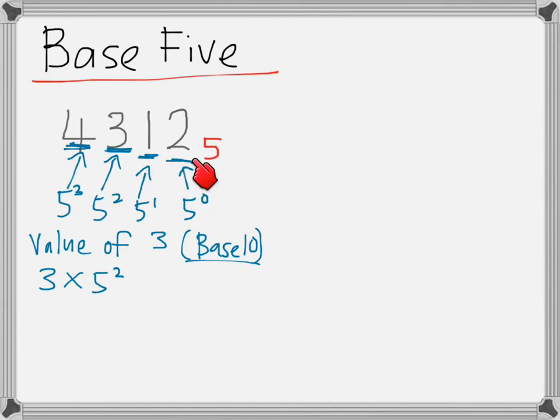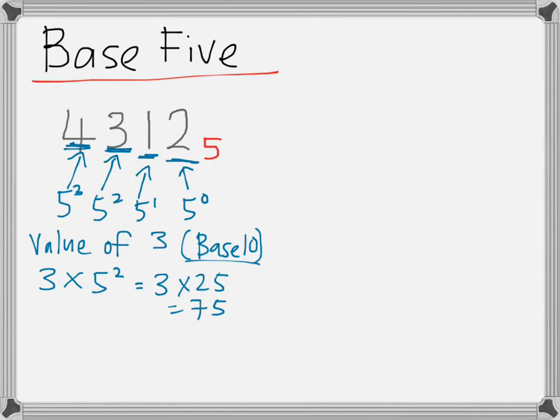Okay, always start with the power of 0. So this one is 5 power of 0. This one is 5 power of 1. This one is 5 power of 2, 5 power of 3. If you get another number with 5 power of 4, 5, 6, 7, 8, 9, 10, we continue. So the value of 3 over here is 3 multiple 5 power of 2, which is 3 multiple 25, which is 75.